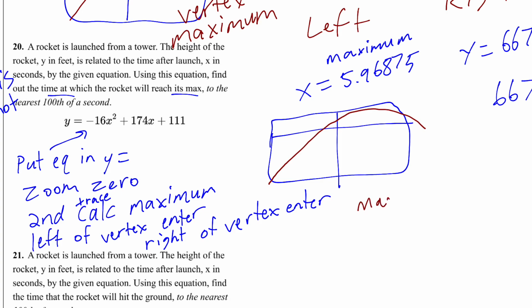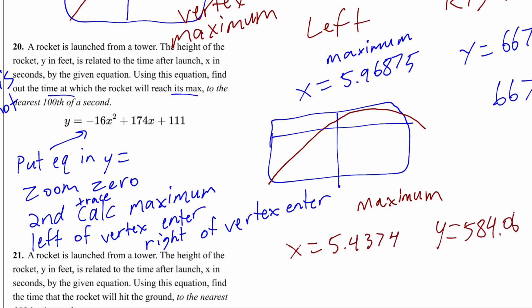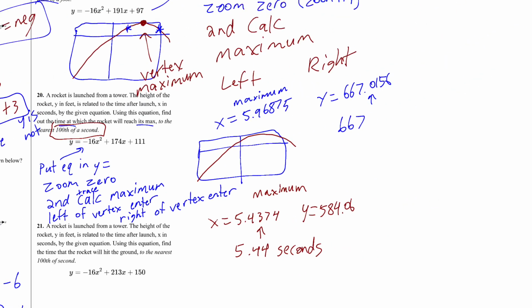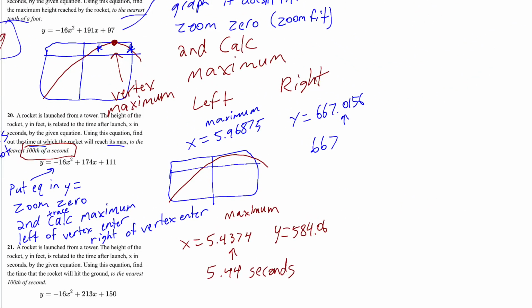And it'll say maximum, x is equal to 5.4374 and y is equal to 584.06. And the answer for this one is about the time, and it wants it to the nearest hundredth of a second. So I'm going to look here at the 3, and I look to the right and it's a 7, so I round that up to 5.44. I guess I could put the unit for this one. This was feet.